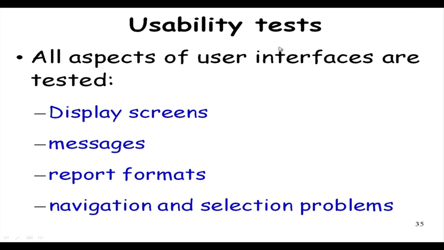One more type of system testing is the usability testing. So, here the target is to test the user interface, various display screens, messages, report formats and so on, they are checked whether they are okay, and also navigation in the user interface, is it satisfactorily working, menu selections and so on, mouse clicks, are these properly recorded and handled.